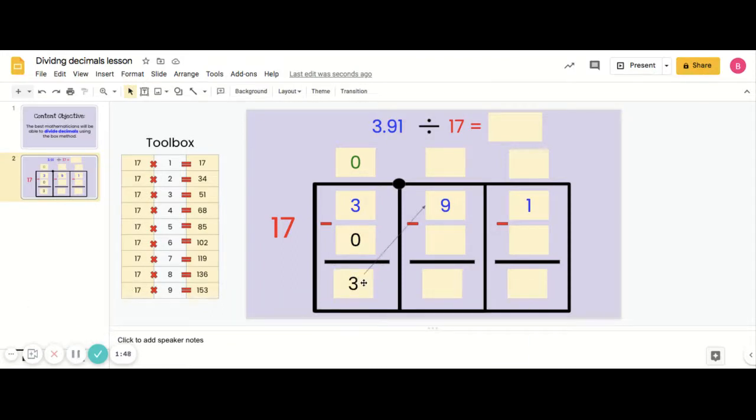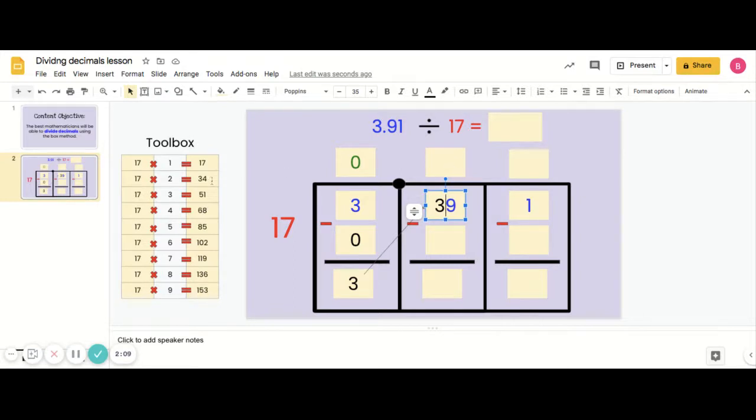With our 3, we are going to move it up and put it right next to our 9 in this box here. And now we have 39. I need to take a look at my toolbox and figure out how many groups of 17 I can make to get as close to 39 as I can without going over.